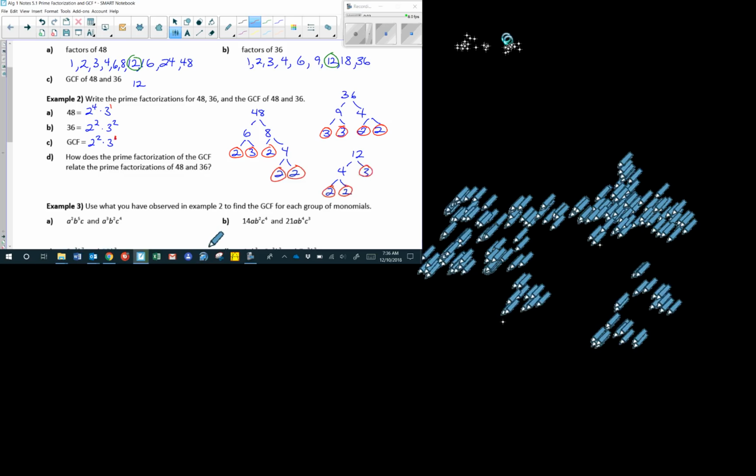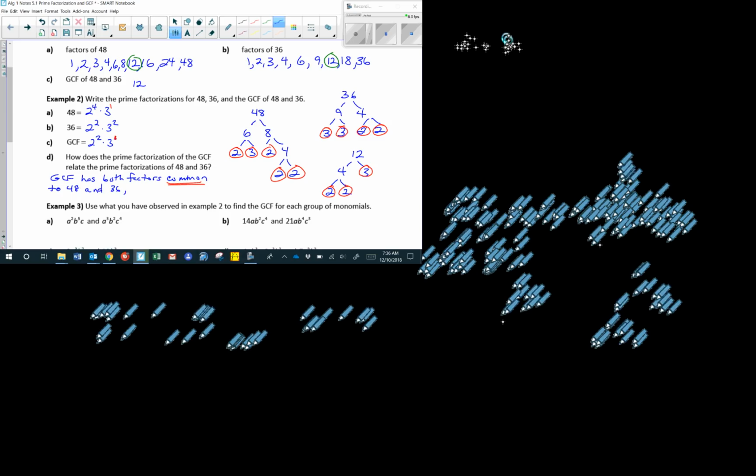What you'll notice about the prime factorizations is that the GCF has both factors common to 48 and 36, raised to the lower of the two exponents in their prime factorizations.